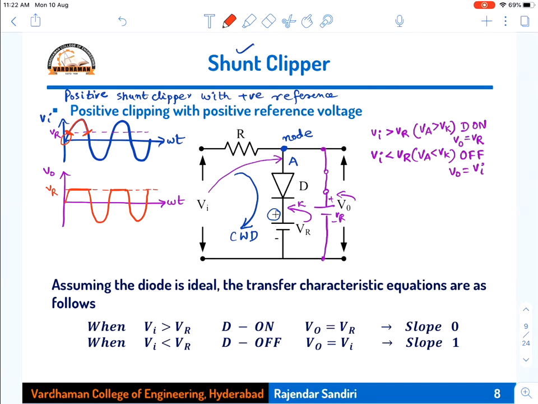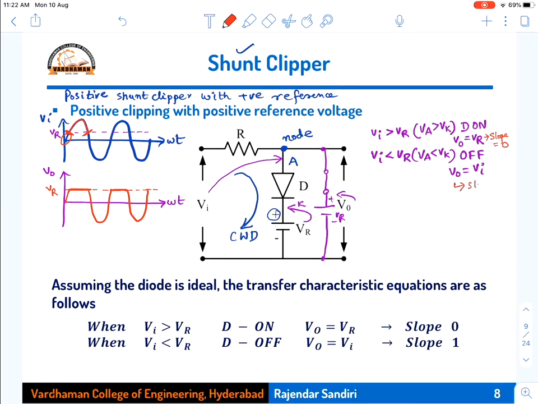So what is happening now? In the waveform, the positive portion is clipped off. The positive portion above the positive reference VR is clipped off, and the remaining bottom portion will be available. Here V0 is equal to VR, so what is its slope? Slope is 0, it is a constant, y is equal to some constant. Slope is 0. In the other case, what is the slope?